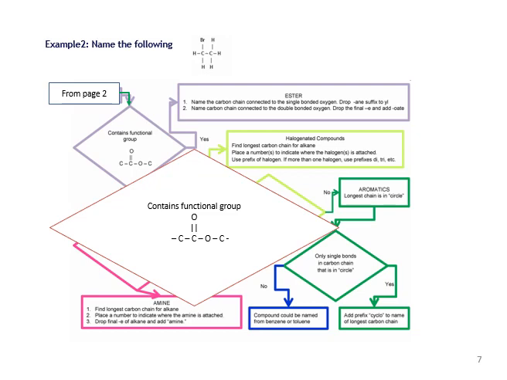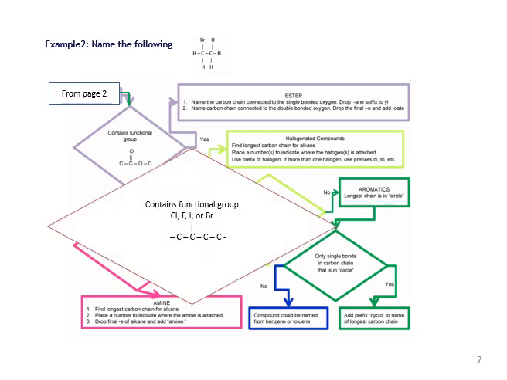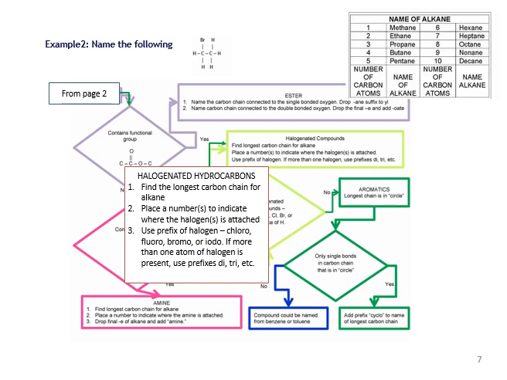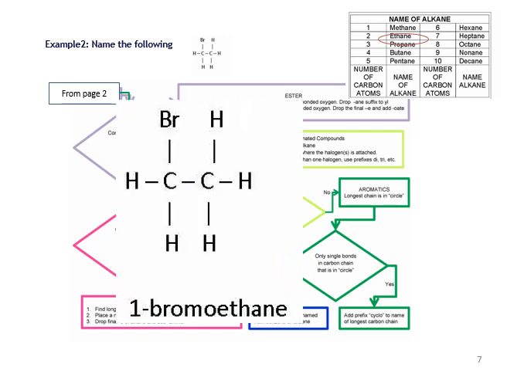It's not an ester or an amine. It's a halogenated hydrocarbon. The longest carbon chain has 2 carbons, so this is ethane. And I need a number here because I have 2 carbons, so this is 1-bromoethane.